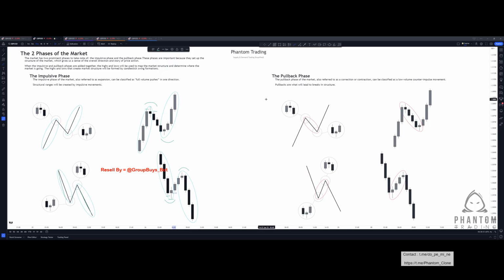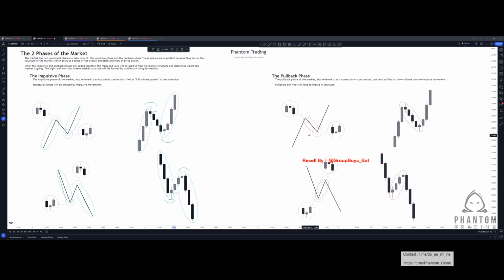Now, the pullback phase of the market, which can also be referred to as a correction or a contraction, is classified as a low volume counter-impulsive movement in the market. These pullbacks are what are going to lead to breaks of structure, and breaks of structure is something that we'll be discussing a little bit later on in the course.